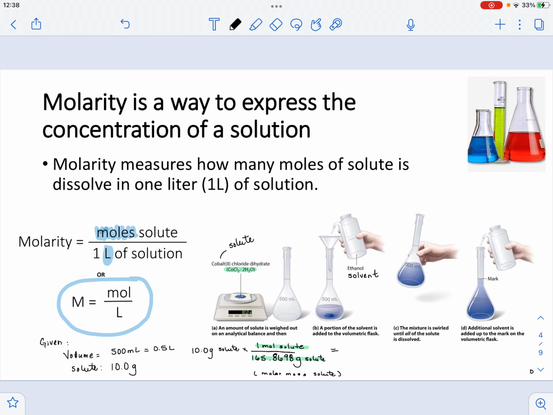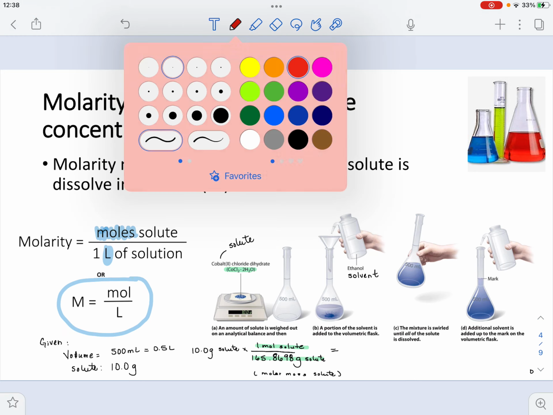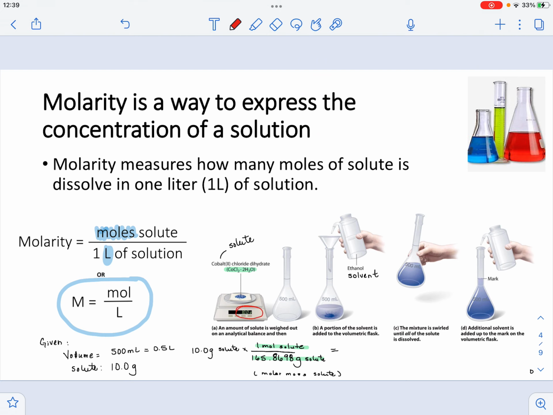So by taking the amount of solute that was measured in the top loading balance, and we divide it by the molar mass, so 10.0 divided by 165.8698, we can determine how many moles were actually measured. And in the case of our solute in this example is 0.0603 moles of solute.